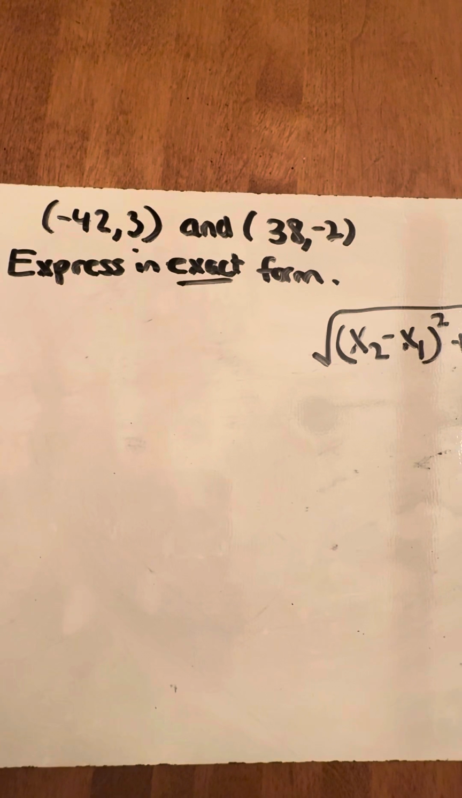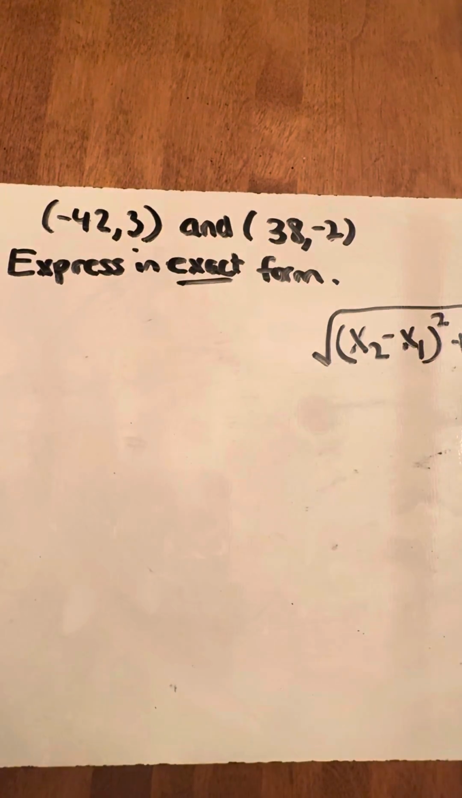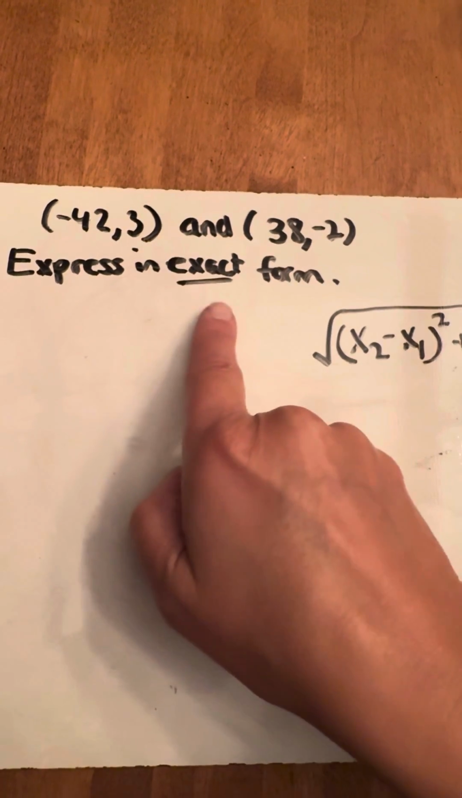All right, you guys, we're doing the distance formula. So this is going to be a problem that was on my playlist. It's for my Pythagorean theorem review. So we're asked to find the distance between these two points, point A and point B. And we're asked to express it, as you can see, in exact form.